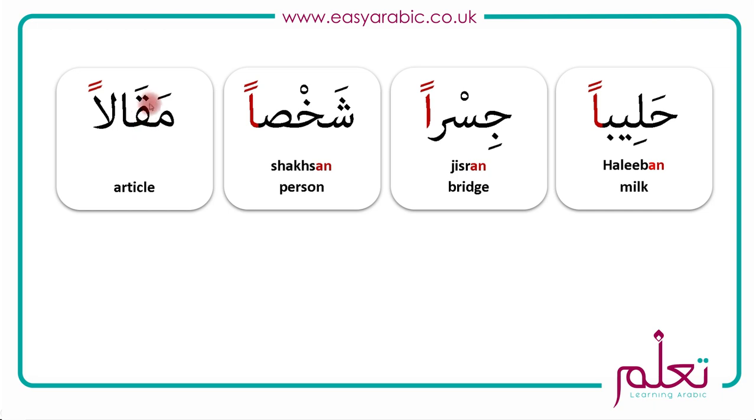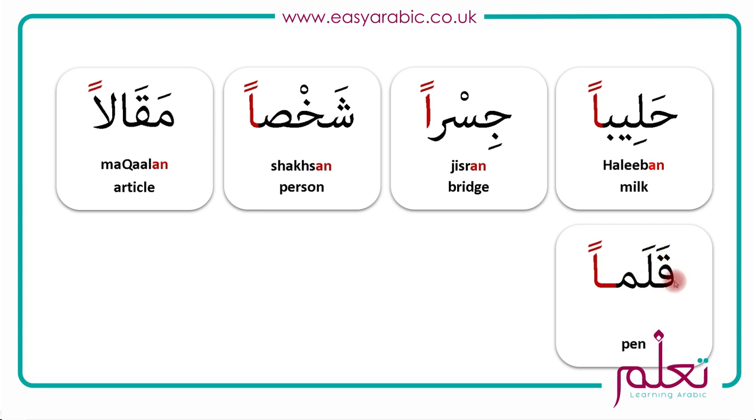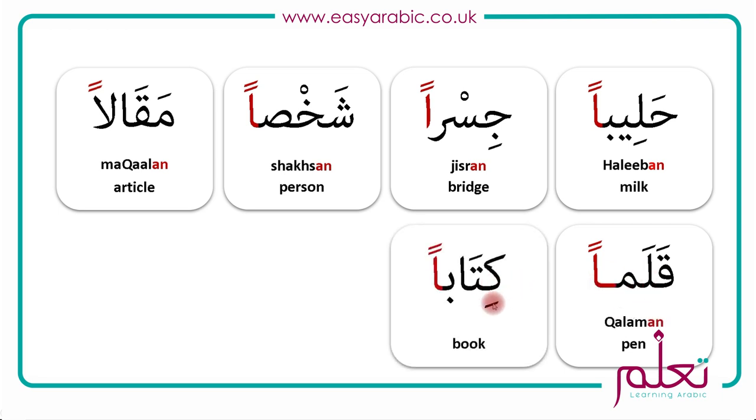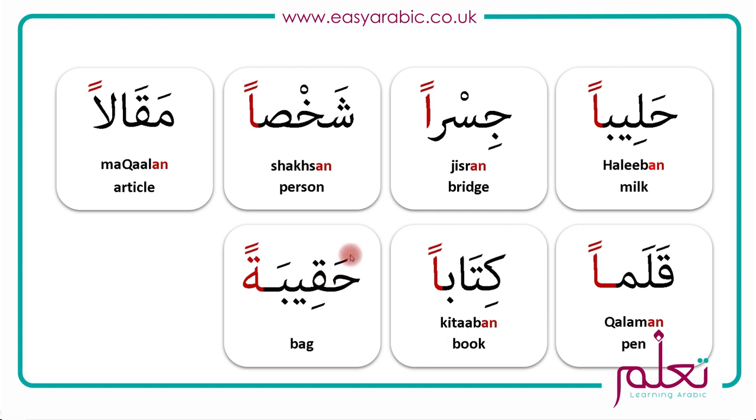Next one is meem with the fatha, ma, qaf with the fatha and then the alif, so we've got a long vowel here, so it's maqa. And then the lam with the fatatain, maqalan, maqalan. Next one is qaf with the fatha, lam with the fatha, qala, meem with the alif and the fatatain, qalaman. Next one is kaf with the kasra, ta with the fatha, and again we've got the long vowel here, kitaban, kitaban.